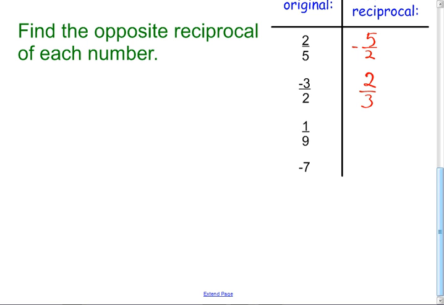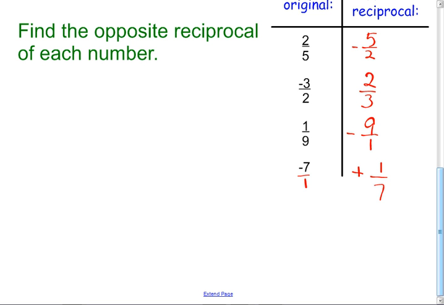Sydney B, what's this one? You take this and you flip it upside down, and then it has to become its opposite, which is negative. Cole, what about this one? Last one? I need to flip this. So it's 1/7.